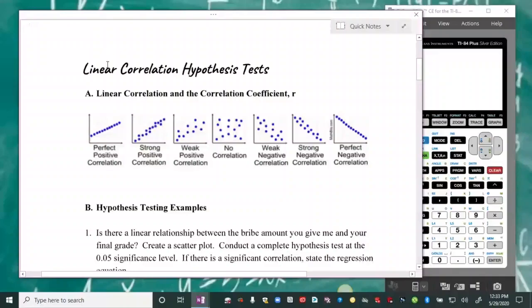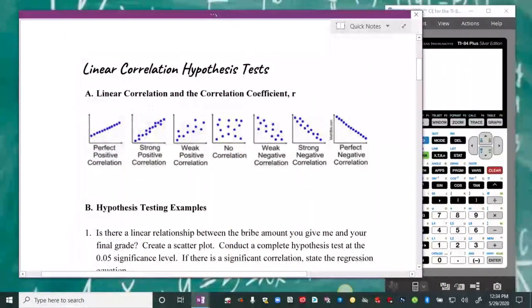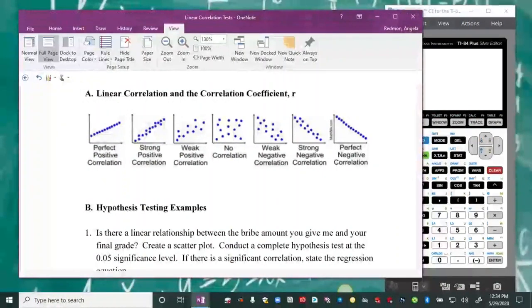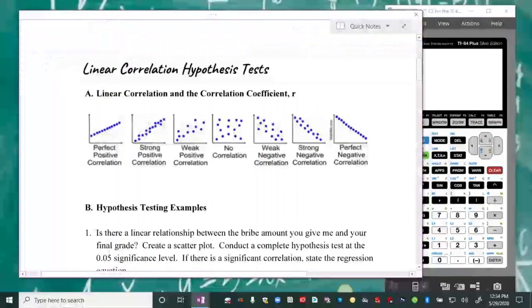We're going to work through some linear correlation hypothesis tests. But before we do, we want to talk about linear correlation, the correlation coefficient. Let me go ahead and grab my pen here. We want to talk about linear correlation, the correlation coefficient R, and what it means to be a linear regression.